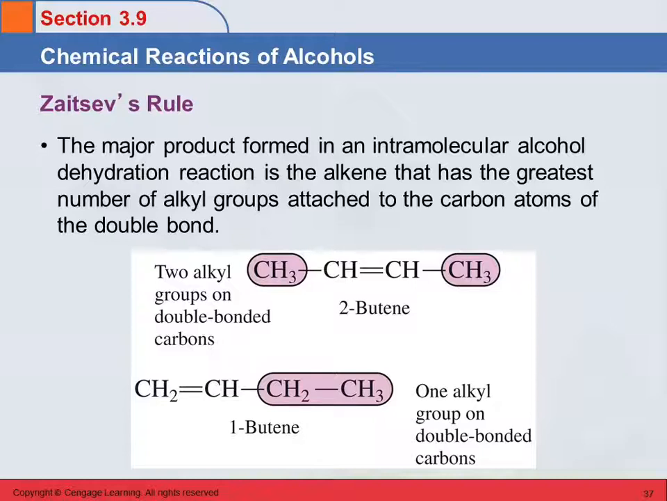You identify what the two possible products are, and then you look at the double bond. The one where you have more alkyl groups on these carbons is going to be preferred. So here we've got one alkyl group on that carbon and one on this one, so we have a total of two alkyl groups involved with this carbon-carbon double bond.